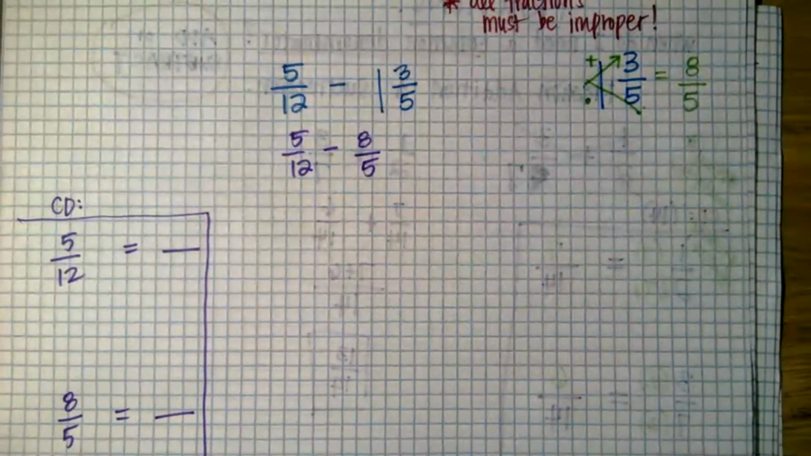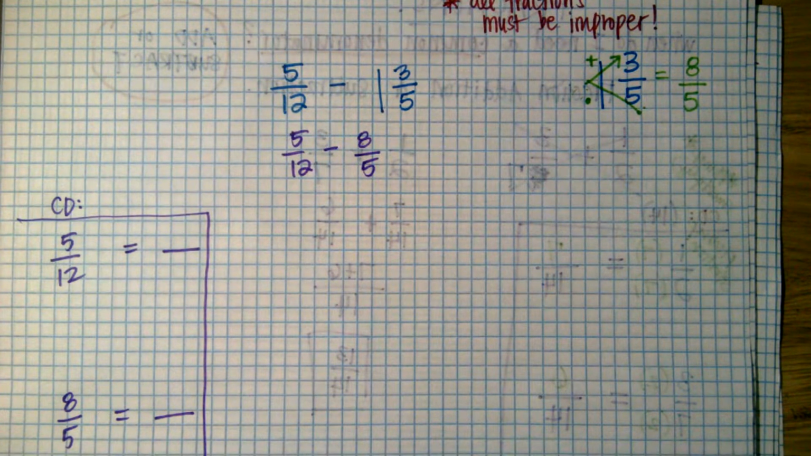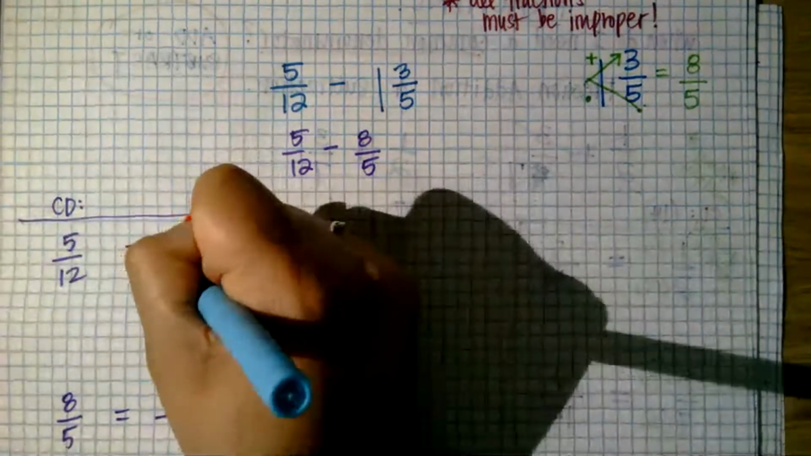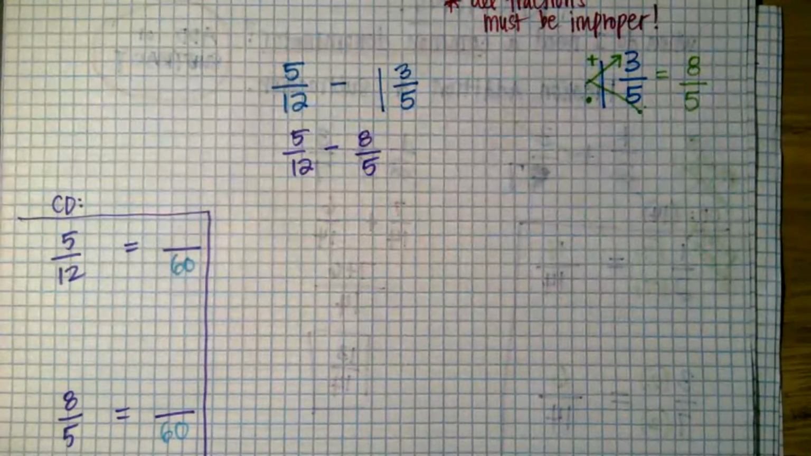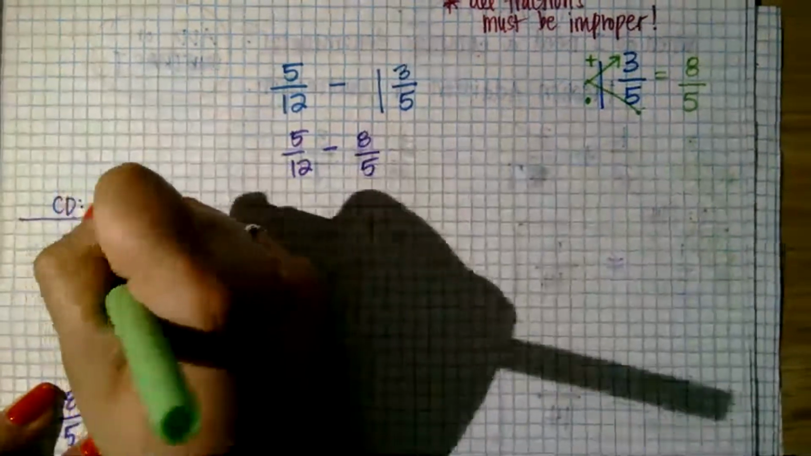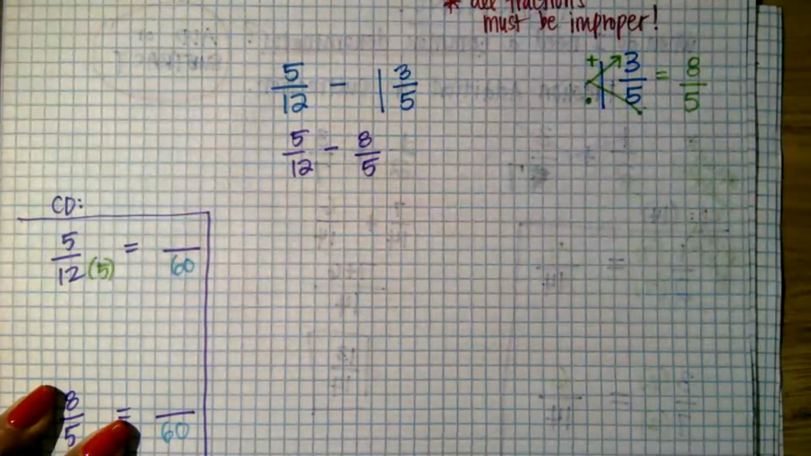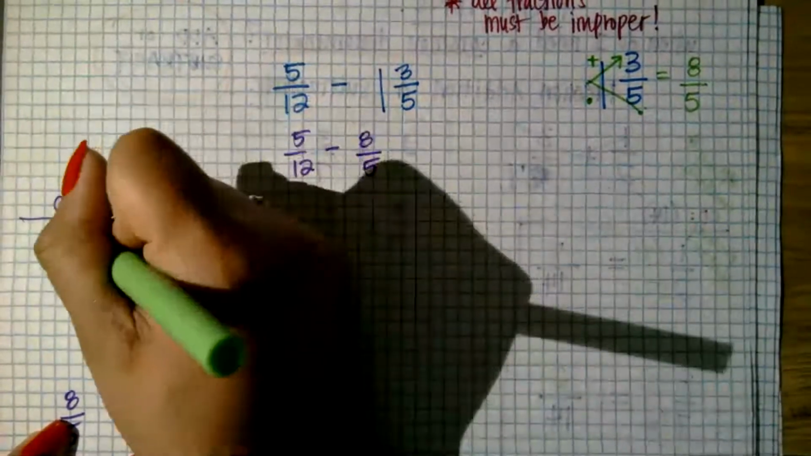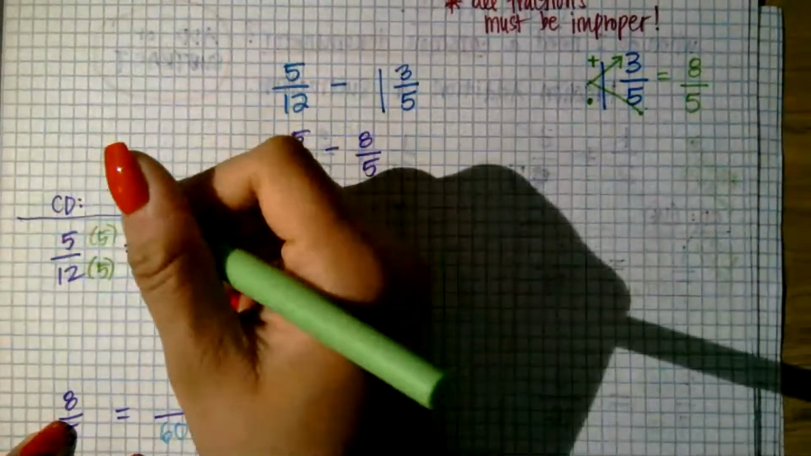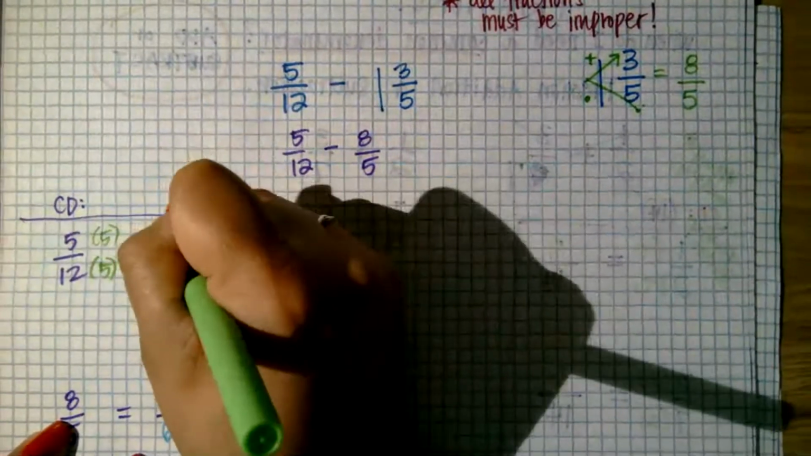So we ask ourselves, what's a good number that agrees to both 12 and 5? And if you said 60, right there, we'll see why. 12 times what gives me 60? So that's going to be a 5. Whatever I do to the bottom, I must do to the top. That's the only way I maintain the ratio equality. So that's going to give me 25.